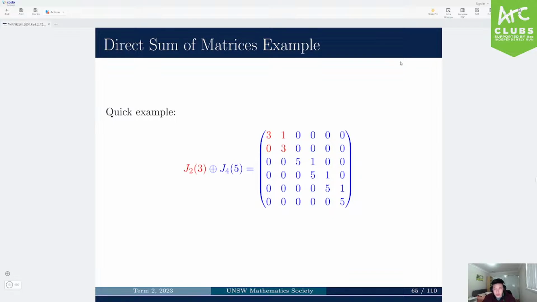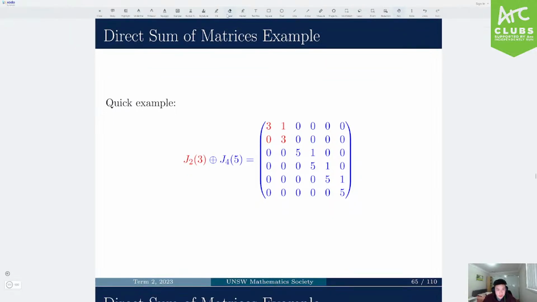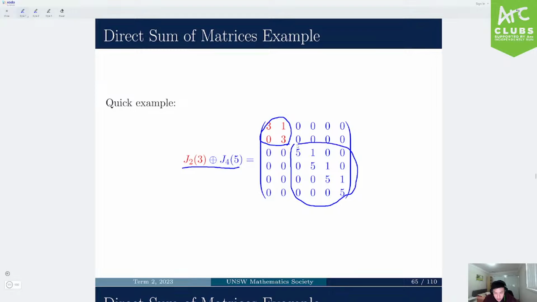Again, quick example here. Notice that if we take the direct sum of J2(3) with J4(5), we just chuck this in the top left, and we chuck the second matrix directly to the bottom right of it, and pad everything else out with zeros.